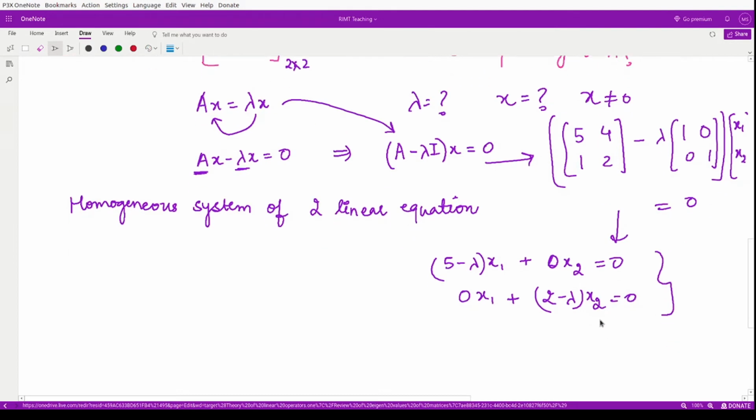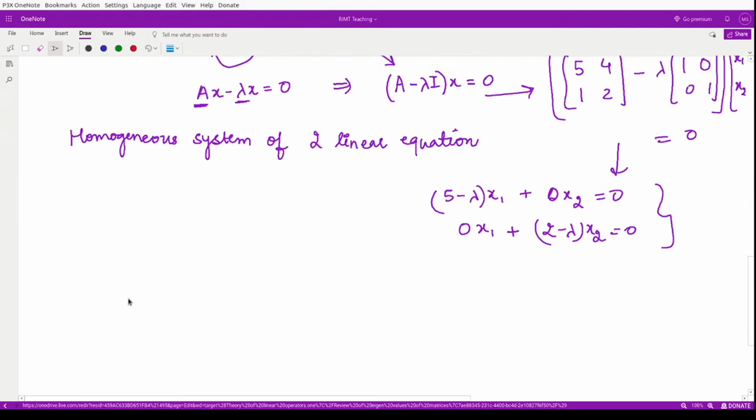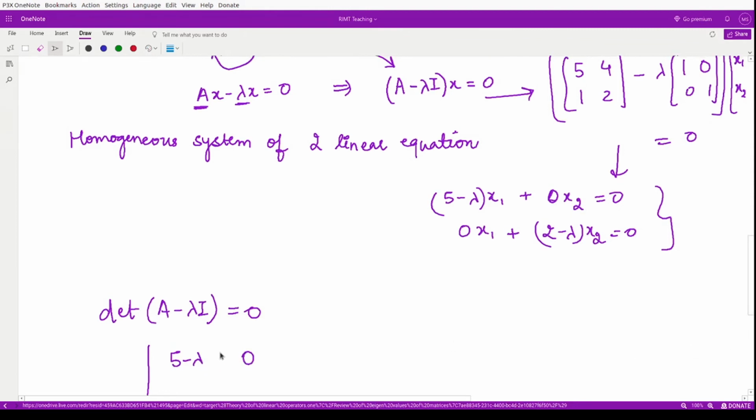So what you can do in fact is you may calculate the determinant of the coefficients of this matrix. So you may calculate the determinant of A minus lambda I and set this equal to 0. So what is A minus lambda I? A minus lambda I matrix would be 5 minus lambda, and then you have 4 here, 4, and then here you have 1, and here you have 2 minus lambda, right? So this determinant is equal to 0.